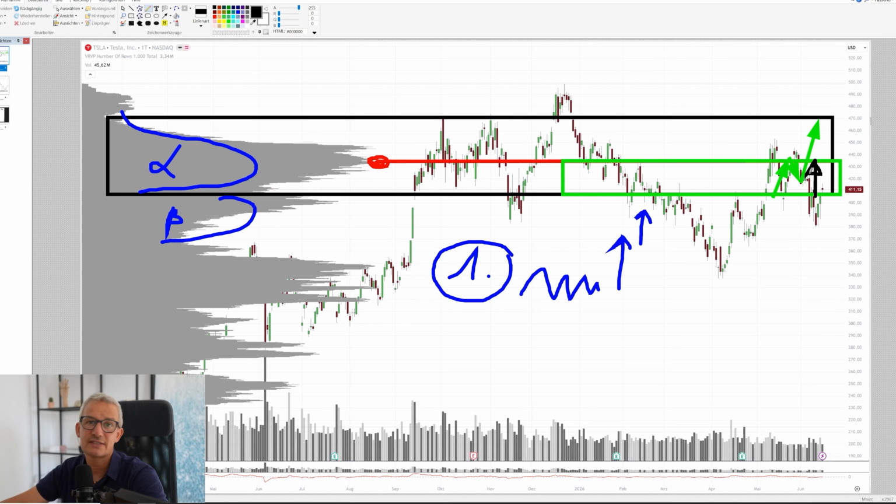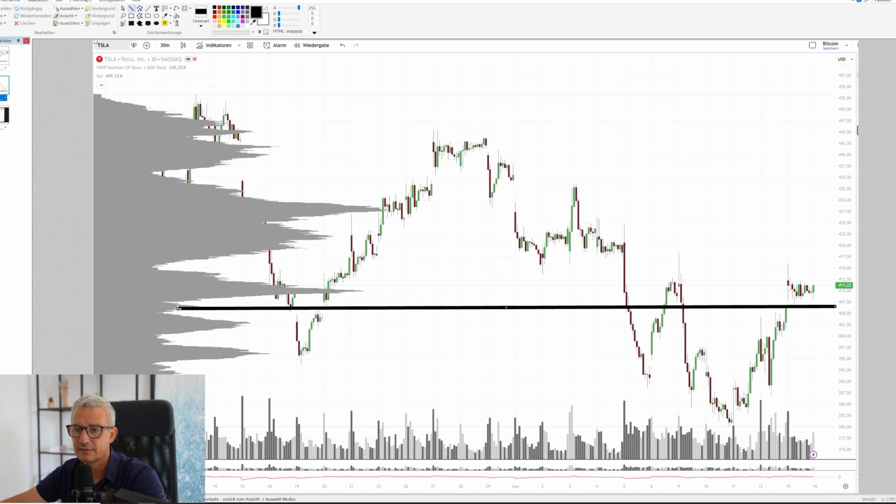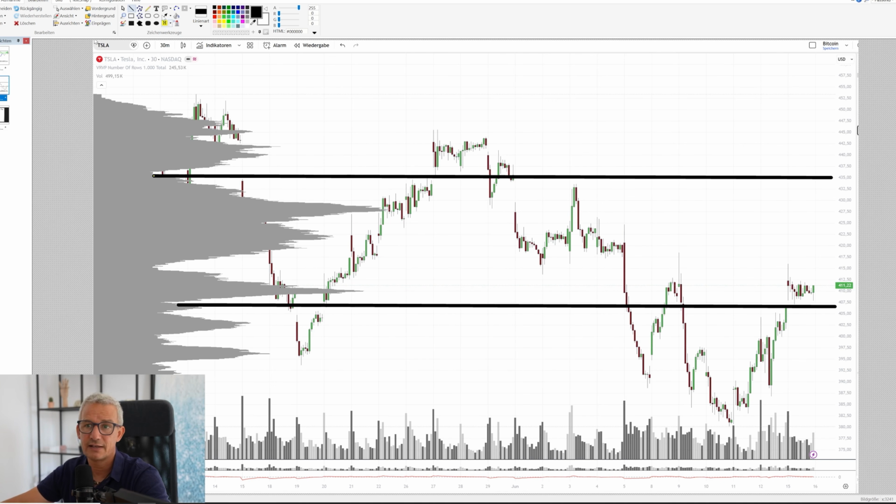And now, and this is something that's crucially important, I'll go into a smaller time frame and note the levels 407 and 435. I'm now transferring them exactly there. 407 and 435. So that's my distance that I can plan. And anyone who's a bit more familiar with volume-related matters can already see here, yes, there's a lot of volume happening here.